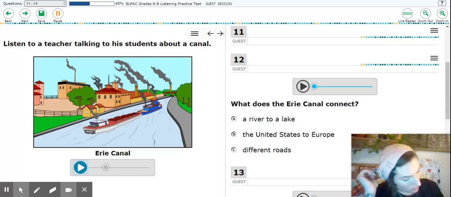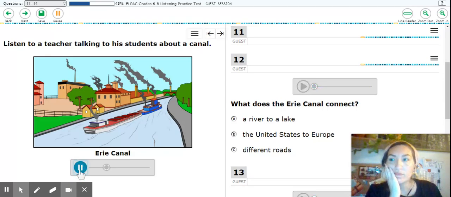Lake to ocean, river to lake. Is that what he said, or did he say river to river? I think he might have said river to river. I don't know. I can't go back.